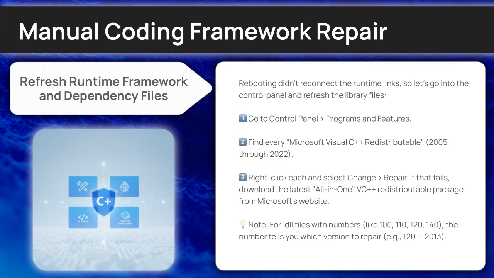Rebooting didn't reconnect the runtime links, so let's go into the Control Panel and refresh the library files. First, go to Control Panel, then select Programs and Features. Second, find every Microsoft Visual C++ redistributable, 2005 through 2022. Third, right-click each and select Change, then select Repair.